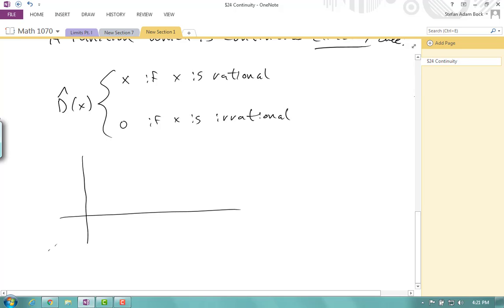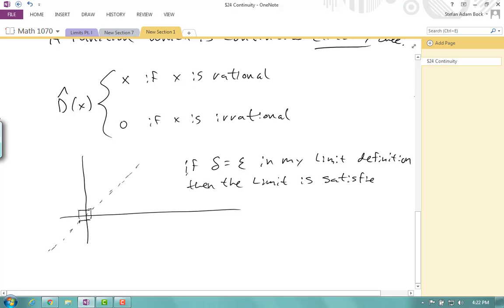Doing this has the added benefit of guaranteeing that no matter how small I fix a margin of error, I'm going to have this nice little box here that's going to satisfy my definition for my limit. If delta is equal to epsilon in my limit definition, then we are good to go. I'm going to say then the limit is satisfied. But everywhere except for 0, this is going to have the same problem as the previous example. It's going to be continuous nowhere. But it is continuous at exactly one spot, because the limit is equal to the function value at that one spot.